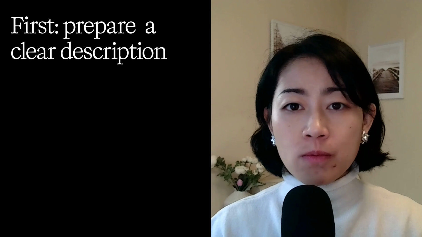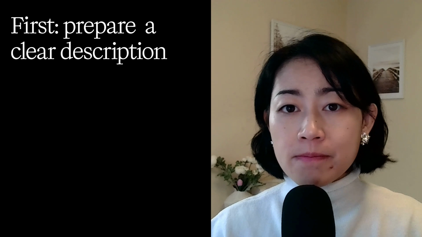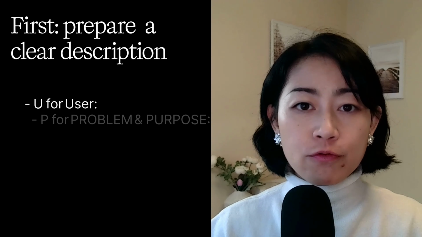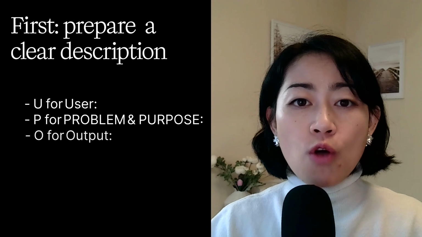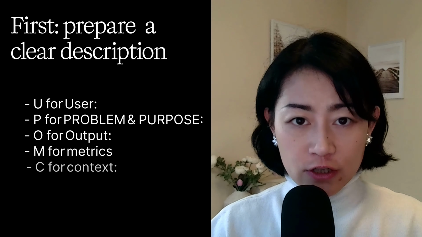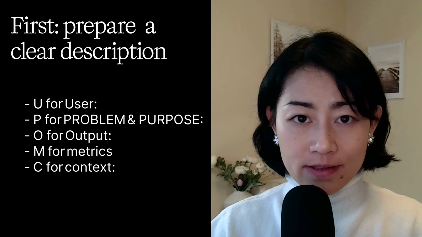First, it's about preparation before the coding. Create a clear description of your minimum viable product solution with my UPOMC framework in 3 to 5 sentences. U for user, P for problem and purpose, O for output, M for metrics, and C for context.